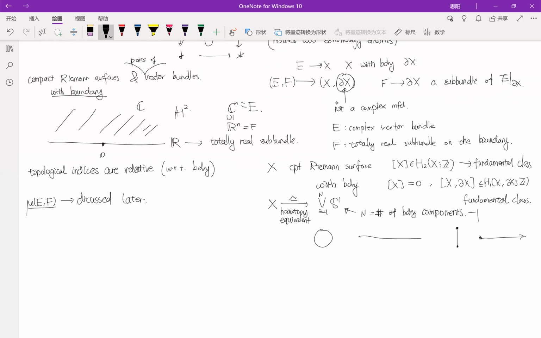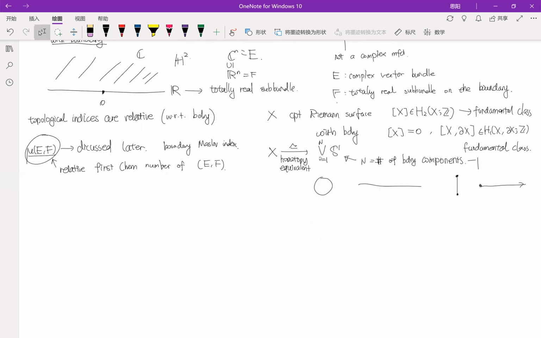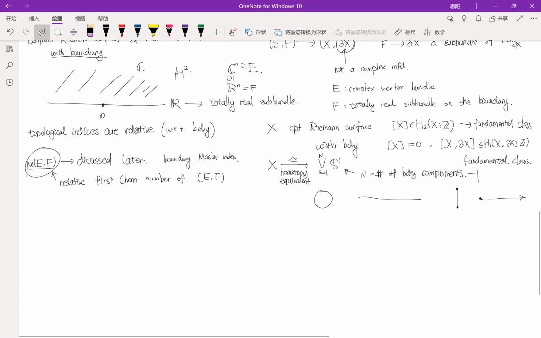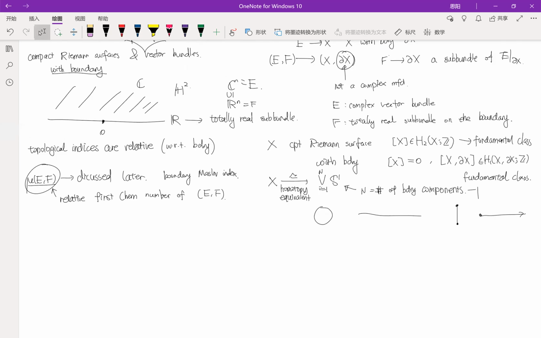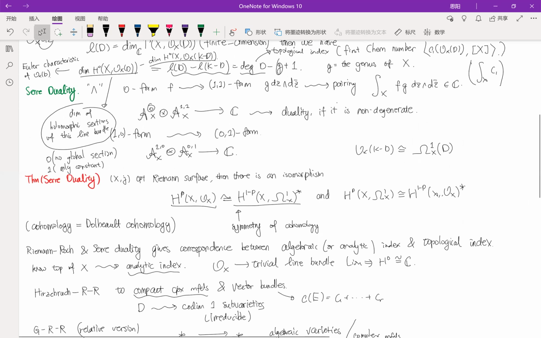So the definition of this invariant is very important. It is called the Maslov index, or to say the boundary Maslov index. Or, I forgot to say, it is a relative first Chern number of the bundle pair E and F. So that's a very rough introduction, and I'm not going to state this in the first 1.5 hours.